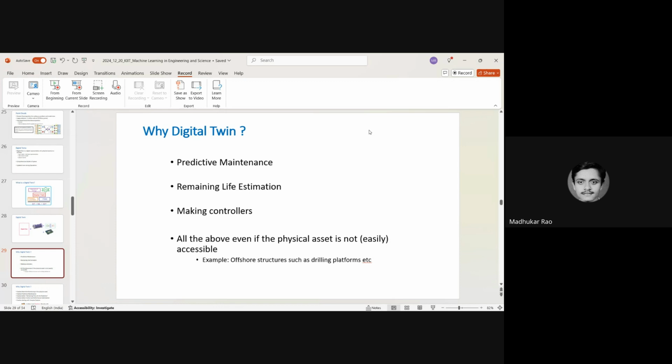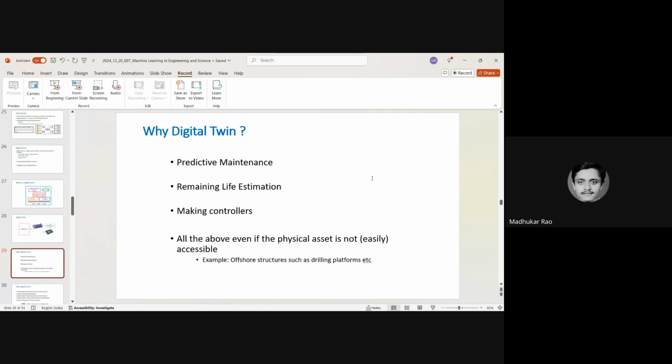So what is the use of a digital twin? You can use it for predictive maintenance. So instead of replacing parts on a fixed schedule, you can replace the parts only if they are actually getting worn out or damaged. You can also do remaining life estimation of parts, and you can build good models of your system for making controllers which are more robust and stable. And all of the above, even if your asset is not easily accessible.